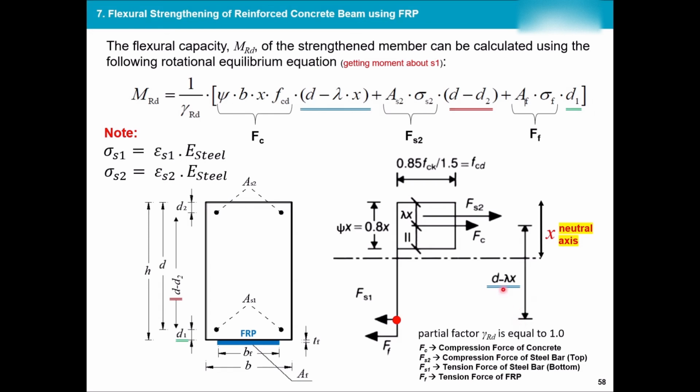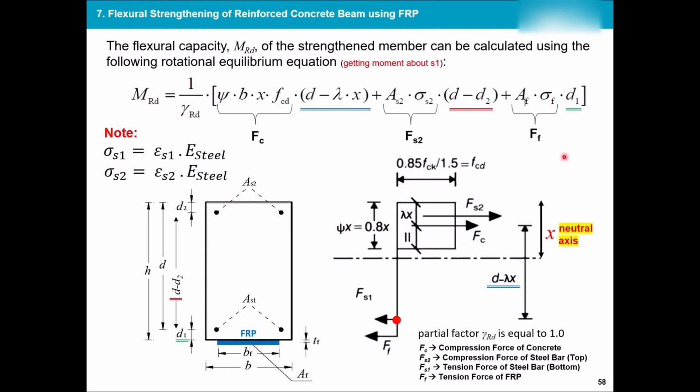As you can see, force of concrete times its distance, which is this; area of the steel at the top times the stress will give you the force. Again, this force of steel times its distance, which is this, and the area times the stress of FRP, which is this force, times D1, which is this distance. Why is FS1 deleted? Because we're getting moment along this point, so the distance over there is 0, so that bit is omitted. If I calculate all of these, I get MRD.